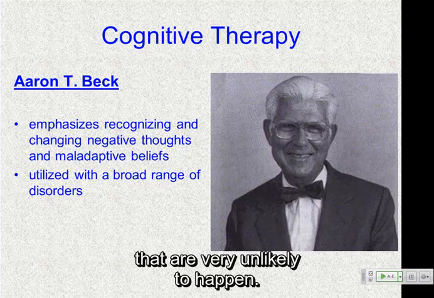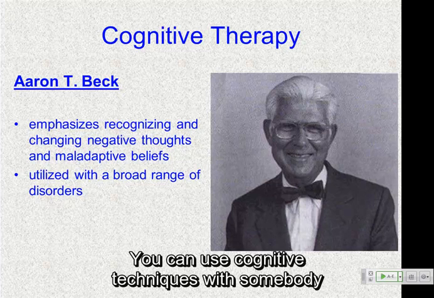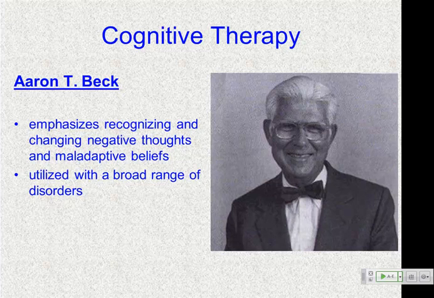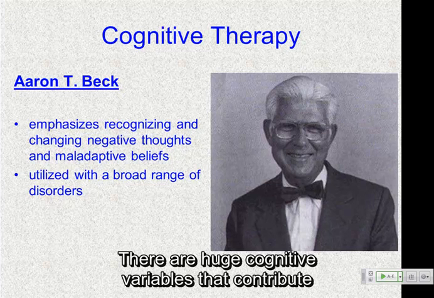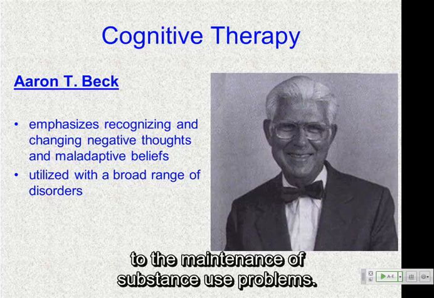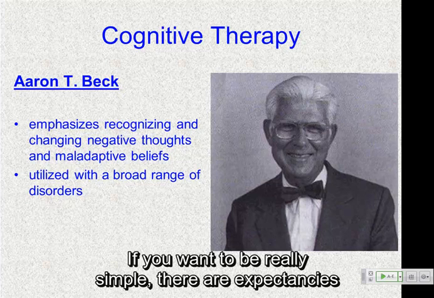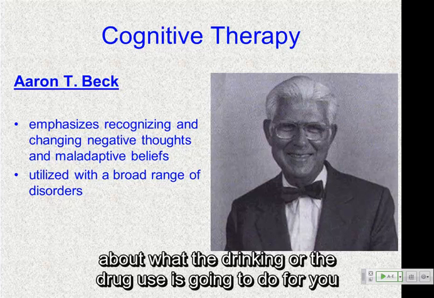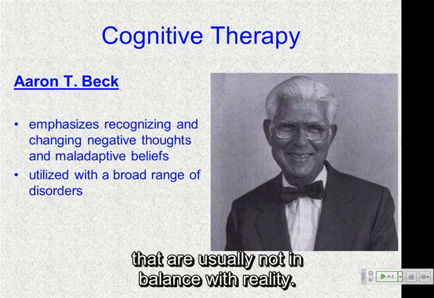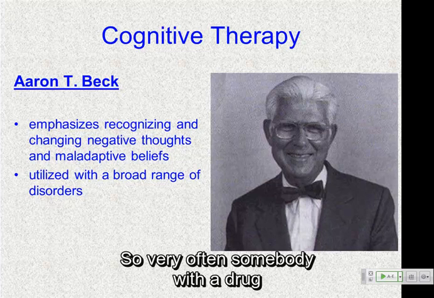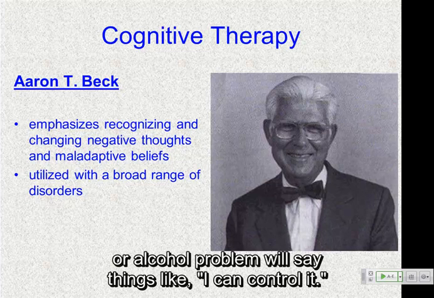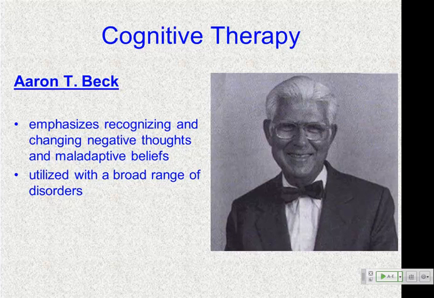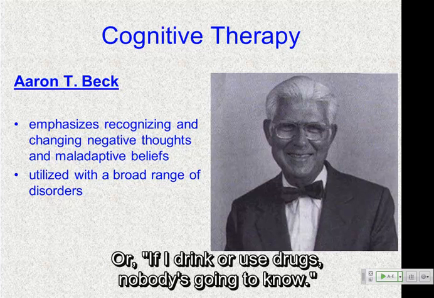Okay? You can use cognitive techniques with somebody with a substance use problem. There are huge cognitive variables that contribute to the maintenance of substance use problems. If you want to be really simple, there are expectancies about what the drinking or the drug use is going to do for you that are usually not in balance with reality, right? So very often somebody with a drug or alcohol problem will say things like, I can control it. Or, if I drink or use the drugs, nobody's going to know.